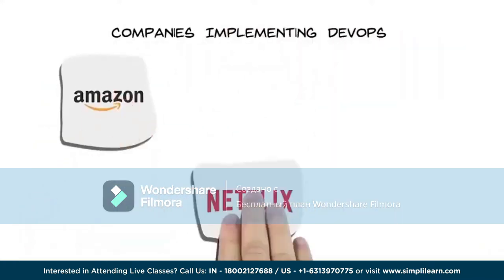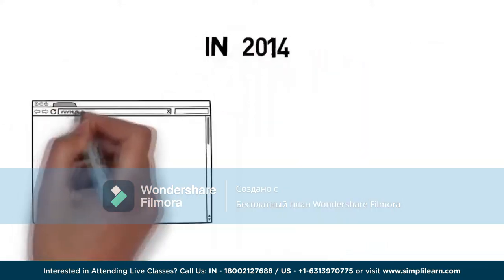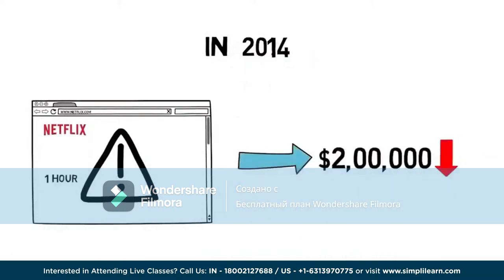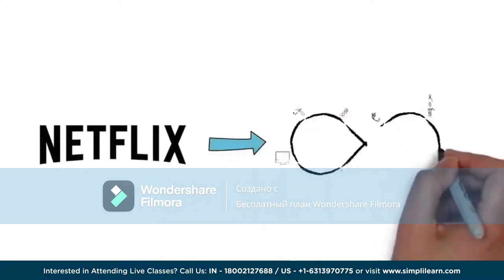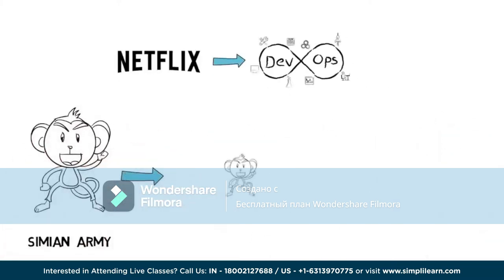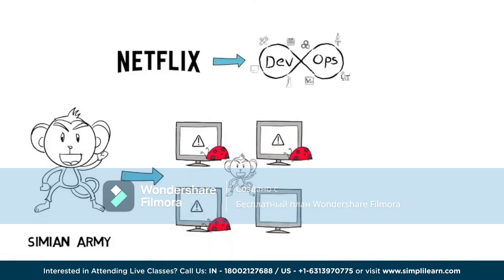Giants such as Amazon, Netflix, Target, Etsy, and Walmart have all adopted DevOps and seen a considerable increase in delivery and quality. In 2014, an hour of downtime for Netflix would cost it $200,000. It became absolutely crucial that Netflix prepared themselves for any sort of failure. And so, they took to the DevOps approach and implemented it in the most unique way. They developed a tool called the Simian Army. This tool created failures and automatically deployed them in an environment that did not affect the users.